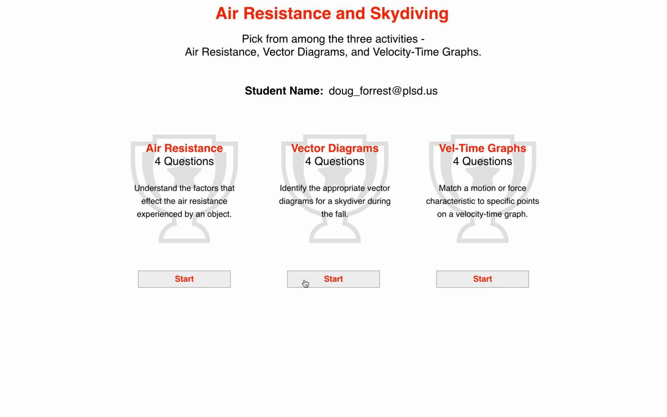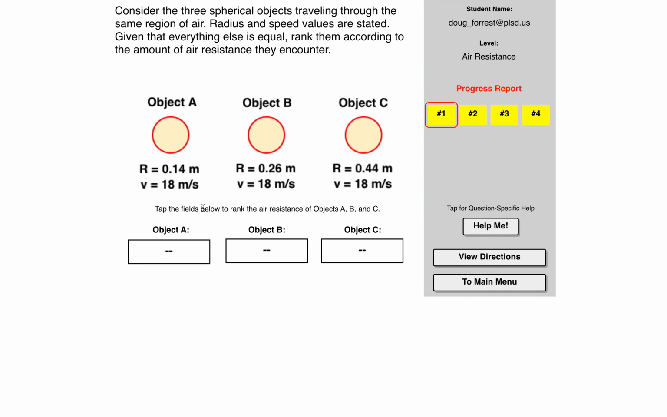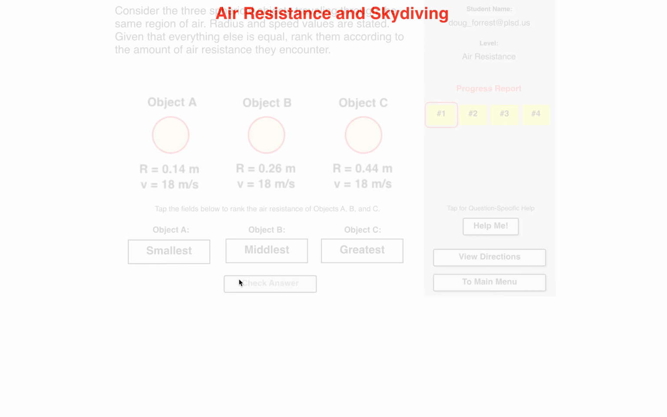Let's try this one. So consider the spherical objects traveling through the same region of air. Radius and speed values are stated. Well, hopefully it makes sense that an object with a bigger radius is going to catch more air. If it's moving faster, it's going to catch more air also. So these all have the same speed. So I'm going to say that the greatest radius would have the greatest air resistance. This would be the middle, and this would be the least. I'll check that answer.